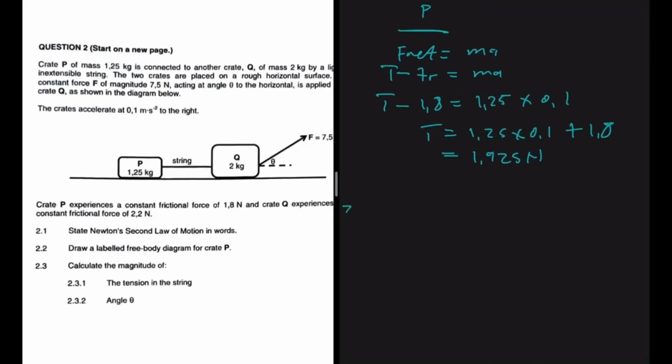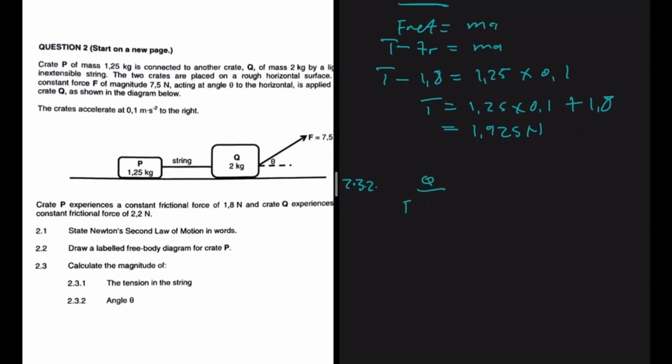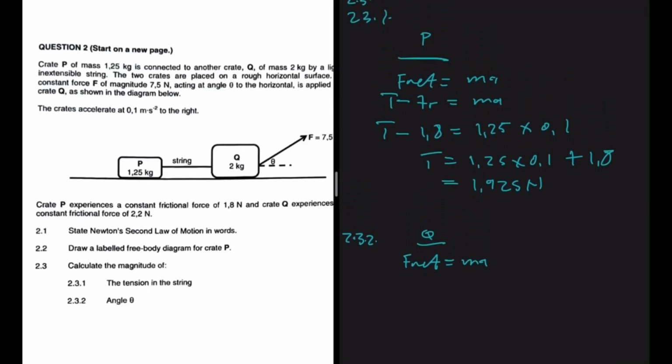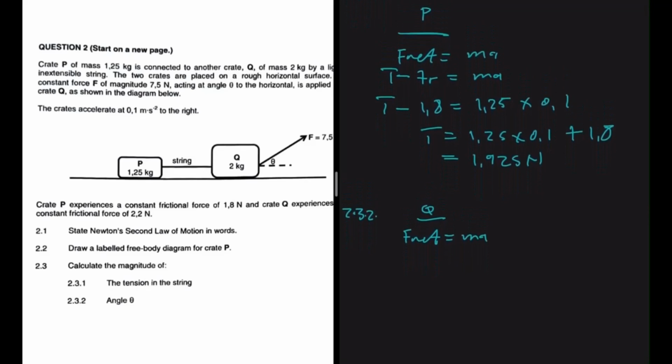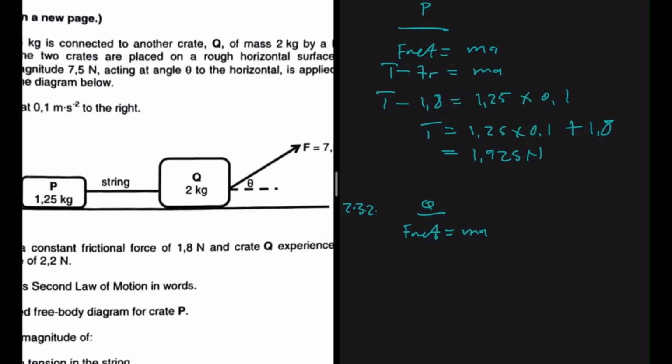Now let's calculate the magnitude of the angle theta. The angle theta has to do with our crate Q. Again, for Q we underline for the sake of clarity, and we say that F net equals ma. We leave the examiner with no doubt. For crate Q, we're going to need a free body diagram first. I'm just going to draw it here. We have the force acting at an angle, and then we have the normal, obviously, and then Fg, and then we have tension acting, and we also have the frictional force.